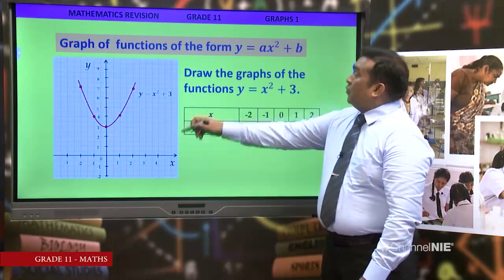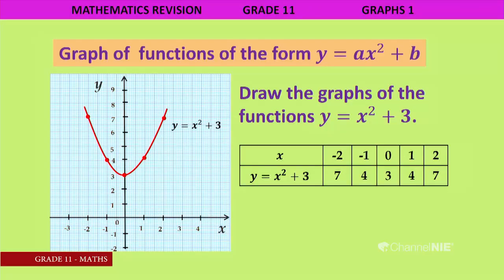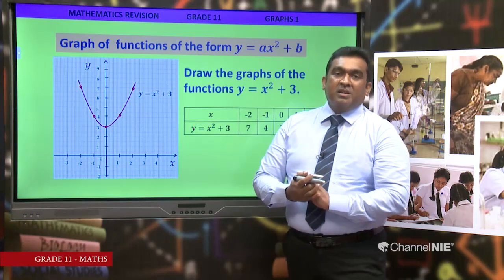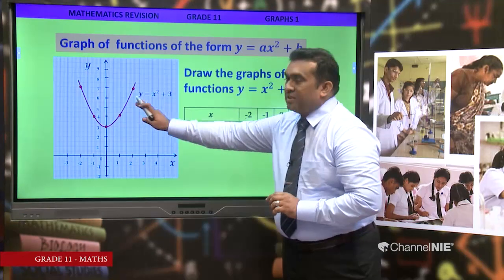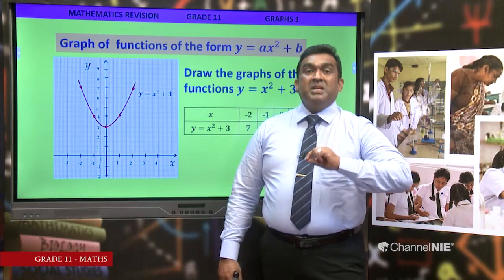Here you can see graphs of functions of the form y equals ax squared plus b. If you have only the x squared term, the turning point of the curve is at the origin. Here, plus 3, there is a relation: the y coordinate is also 3. Here b is a constant value. This constant value represents the maximum value or minimum value of the curved line graph. This is a minimum curve, therefore 3 is the minimum value of the function in a minimum curved line graph.